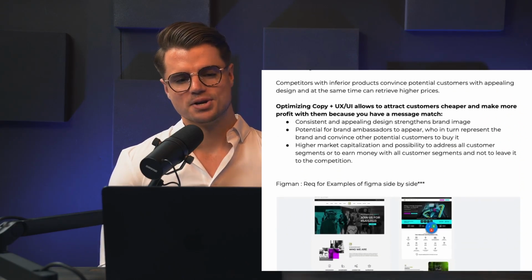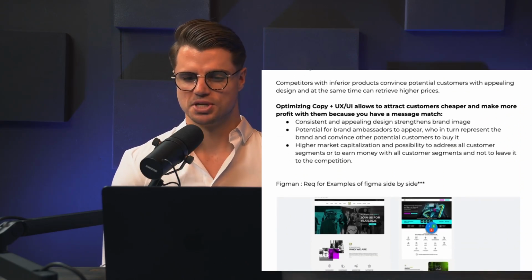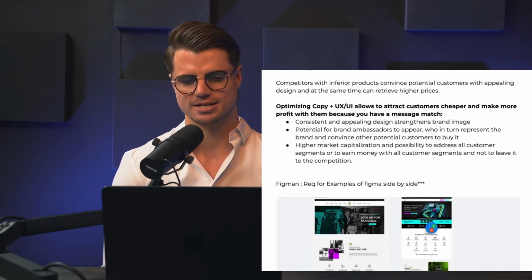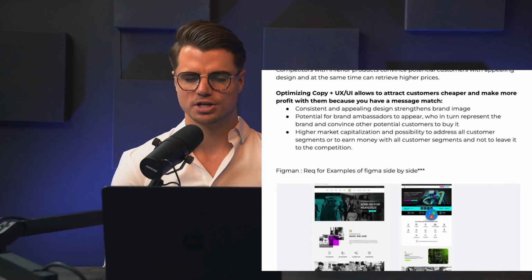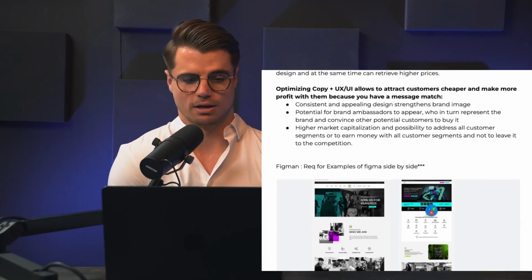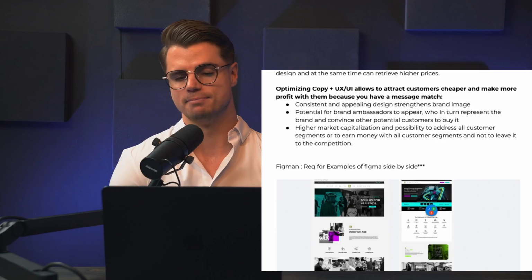Anyways, so competitors with the inferior product convince potential customers with appealing design and at the same time can retrieve higher prices. Now, optimizing copy, UX, UI allows you to attract customers cheaper and make more profit. Basically, you make more profit with them because you have a message that matches.